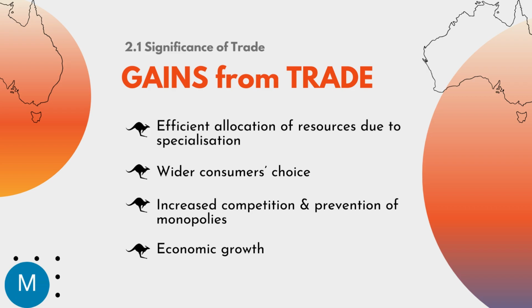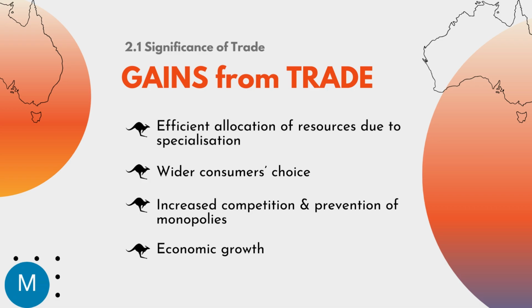From the previous chapter, we learned that it is somehow impossible for a country to survive on its own. Therefore, a country needs to connect to other countries for better survival and better development of the economy. Let's step further to discuss the importance or the significance of trade for Australia's economy.